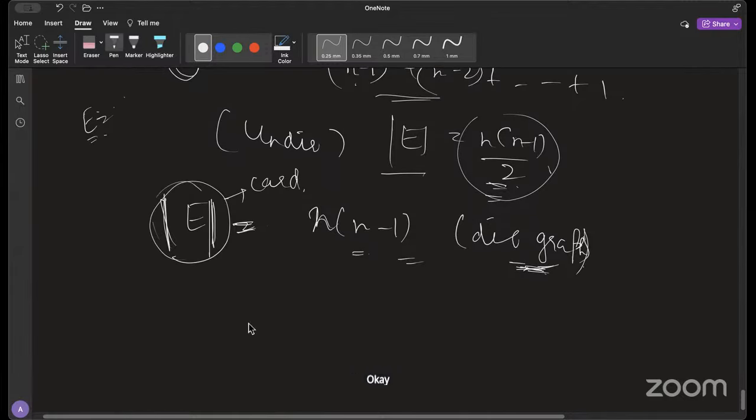Okay. Ma'am, this equation will only work if everything is connected to everything, right? Yeah, that's why we say the maximum number of edges.